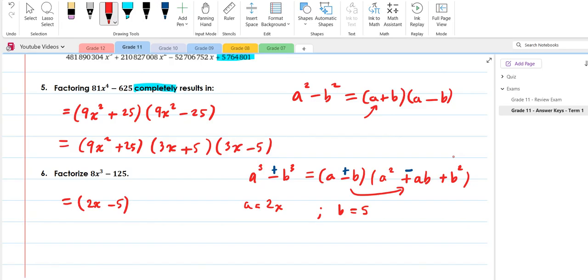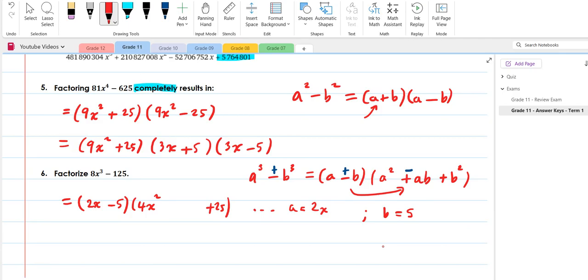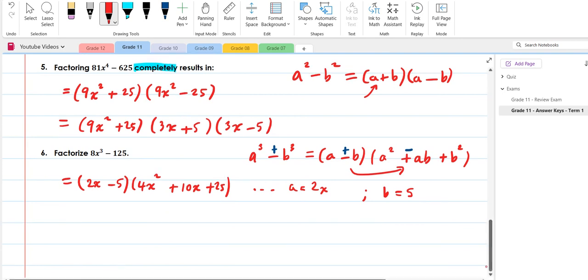Now if we square the 2x, we will get 4x squared, and if we square the minus 5, we will get plus 25. Now remember, we still have to work out the middle term. The middle term is the product of ab, in other words 2x times minus 5, which is minus 10x, with the opposite sign, so it becomes plus 10x. You cannot factorize the second term further, so you've got to stop here. Next question.